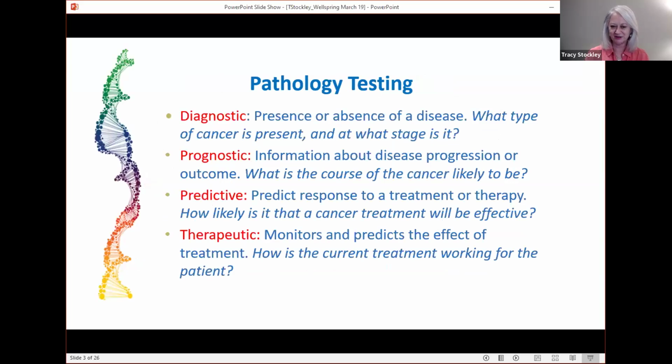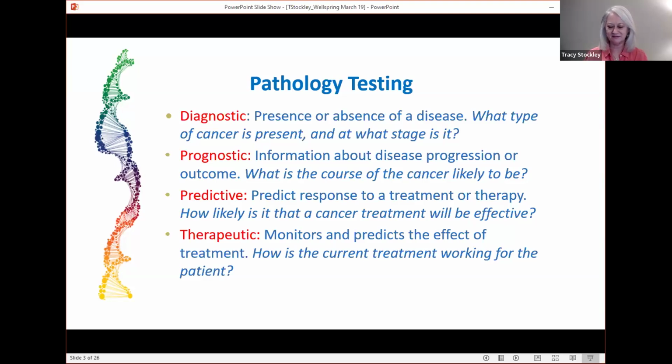So I mentioned these terms. I thought I would just go through them again because it's important. When we're testing tumor tissue, we're often looking for slightly different things depending on the type of tumor and the stage that it's at. So diagnostic testing really is trying to say, is a disease there or not? And so in terms of cancer, the question we're trying to answer is what type of cancer is present and what stage is it at?